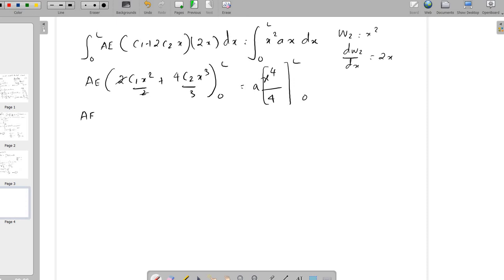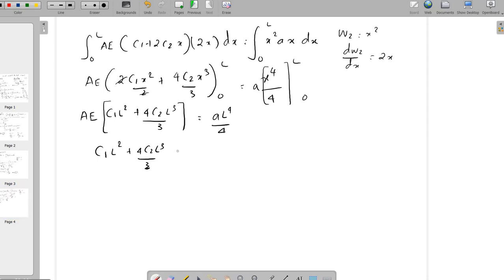By simplifying, it is AE times C1L square plus 4C2L cube by 3, which is equal to aL power 4 by 4. So I am writing it in equation format with the two constants: C1L square plus 4C2L cube by 3 is equal to aL power 4 by 4AE. This is equation number 2. We are going to solve both equations.